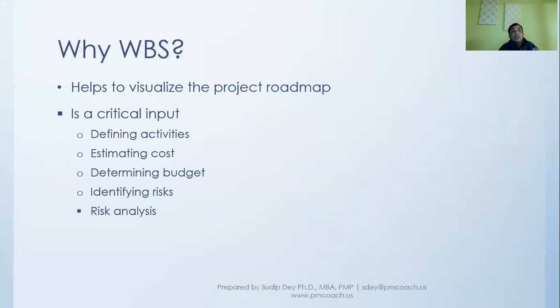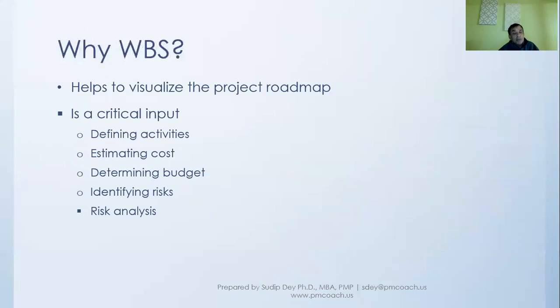Now, why is that? Because the work package, the lowest component of the deliverable in the work breakdown structure, is what defines the planning. We take that and find out what are the activities that we need. And from the activities we need to perform this work package, which is the lowest level component, we can find out what will be the cost, how much time will be taken, and so on.